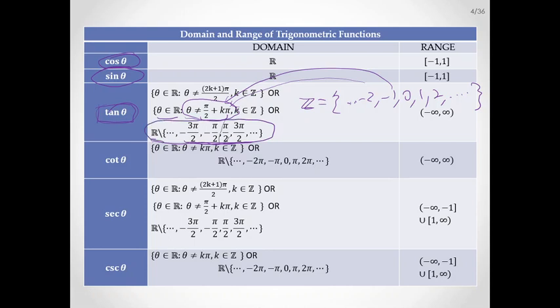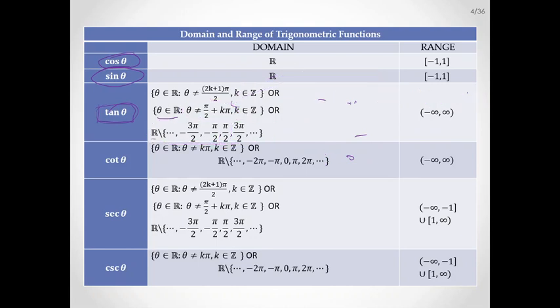So here I want to show you the problem. What happens if I take tangent pi over 2? If you put one of these values, you will get undefined. Pi over 2 is 90 degrees, and tangent 90 degrees is undefined. So for these values, tangent becomes undefined, so we remove them from the real numbers. That becomes the domain of tangent x or theta. And now the range: tangent theta can take any value from -infinity to infinity.